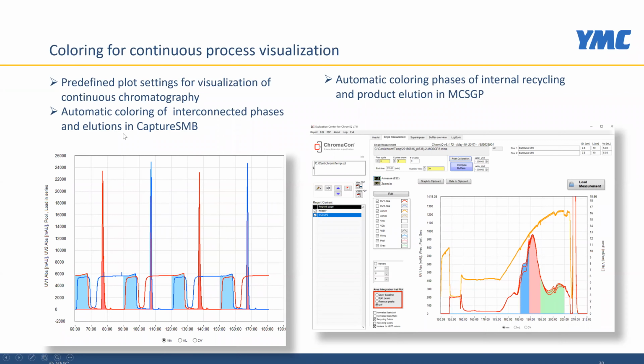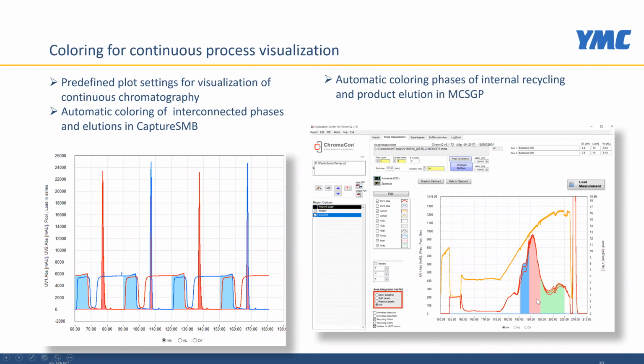One is you can color the process with different colors by just pressing a single button. So if you have run a capture SMB run, you can just press a button, put colors for capture SMB, and it will show you the interconnected phases of capture SMB, and it will also show you the product eluate in red, interconnected phases in blue, so you can easily track the process and see how it has been operating. Same in MCSGP, it will show you the product elution phase and the overlapping, the internal recycling phases for the overlapping fractions in the front and in the back.